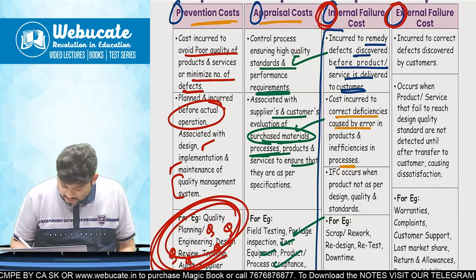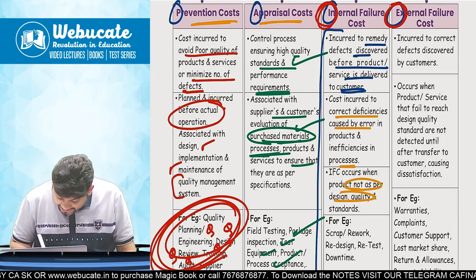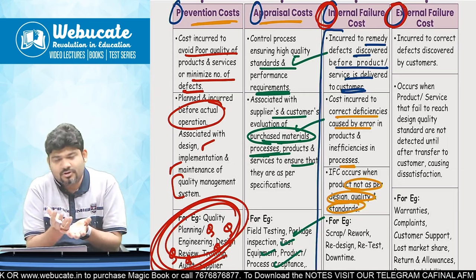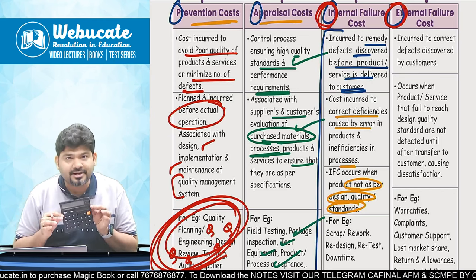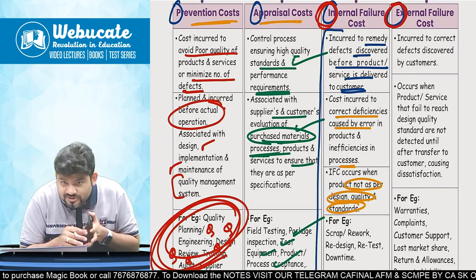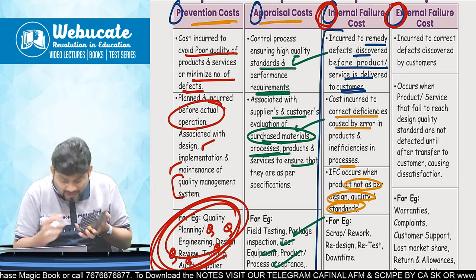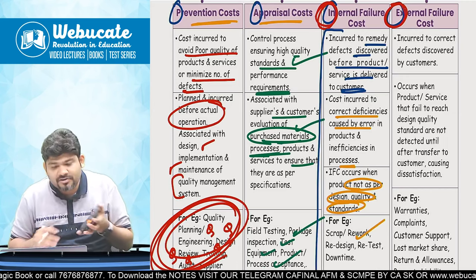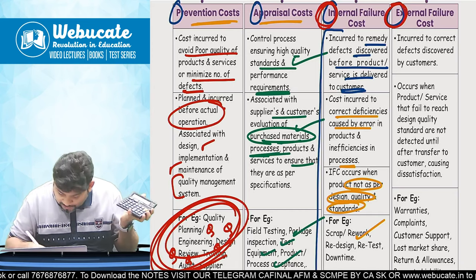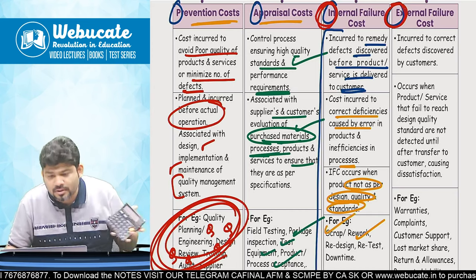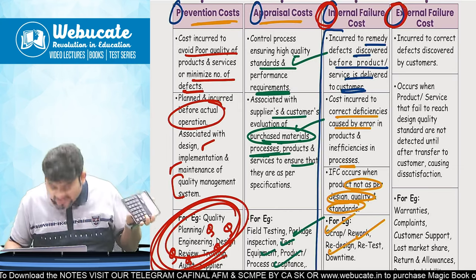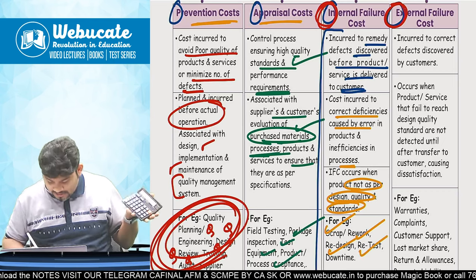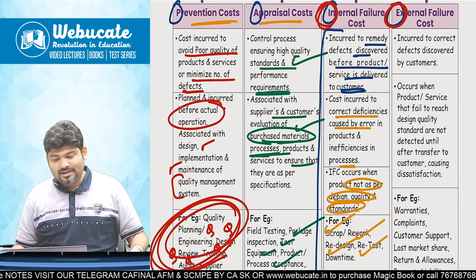Alright guys. So IFC occurs when the product is not as per quality design standards. And that's the reason it would be broken or something of that sort. Say, for example, if you can see this calculator, if there is one button which is not properly put up, then you will have to do the rework. If more than 5 to 10 buttons are not proper, then it will be a scrap. There could be some chipping on the calculator. You would have to redesign or probably retest. So all of this is a part of your internal failure.